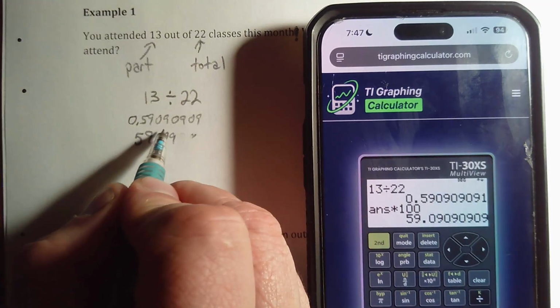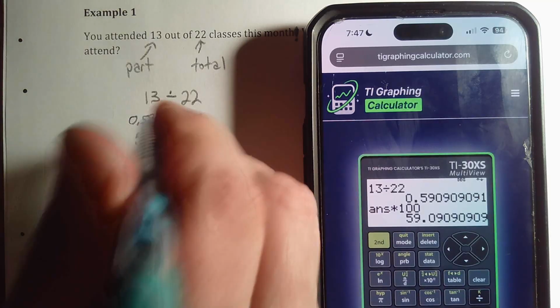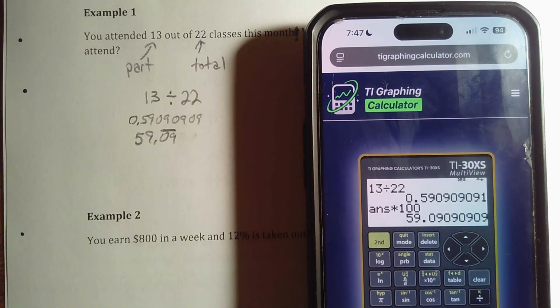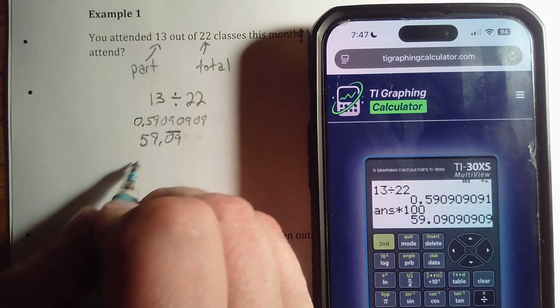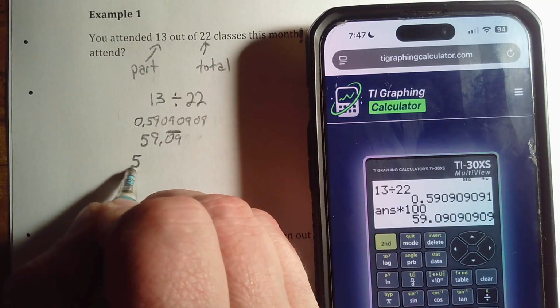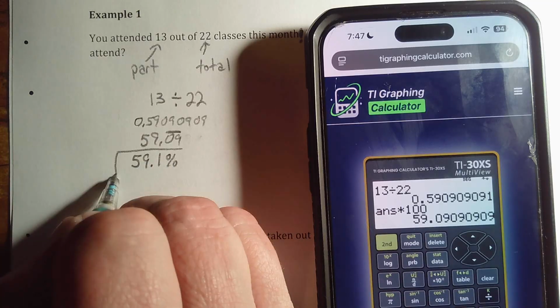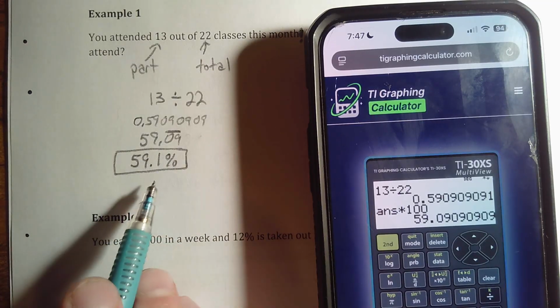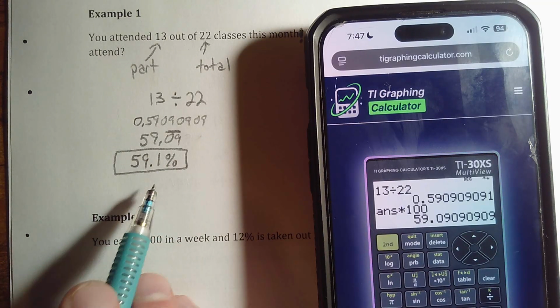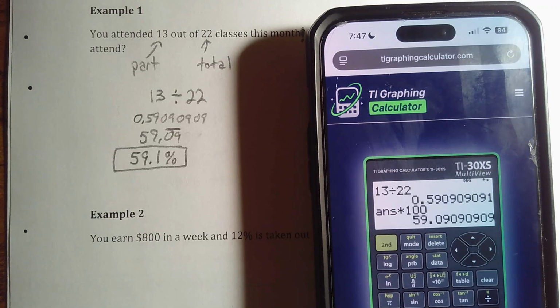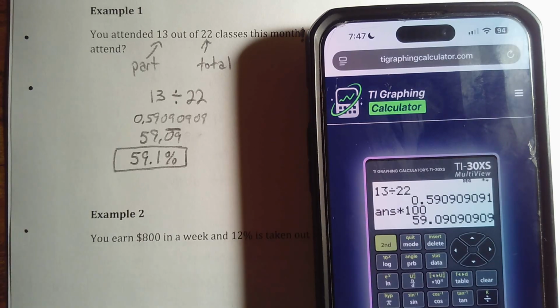I'm not going to do the 09 a bunch of times. I'm going to just put a line over it. This line shows that 09 just continues that repeating pattern. But my final answer, I think I'll write 59.1%. I think rounding to 1 decimal place makes sense in this case. That's kind of been our standard. We decided that we'll round to 1 decimal place unless it's money. If it's money, we want to round to 2 decimal places. All right. So that's example 1.